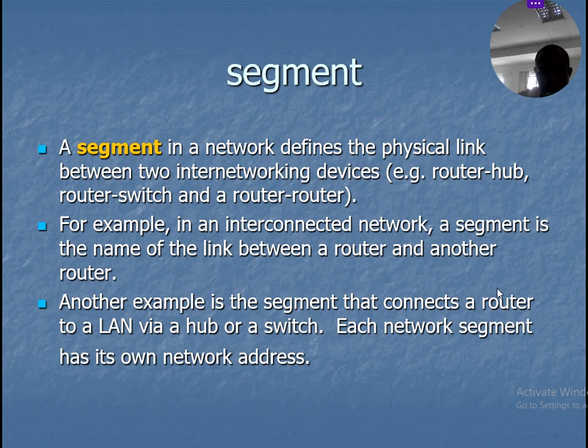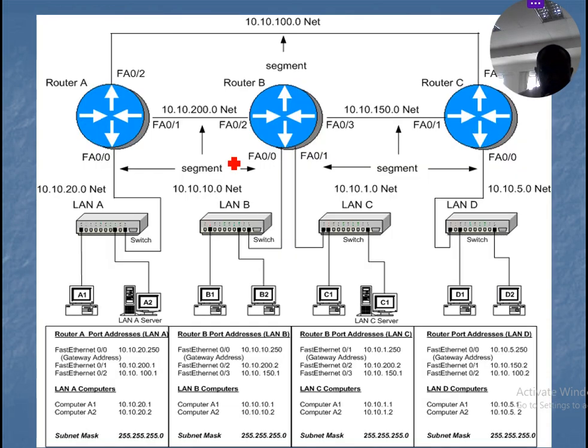Now let's talk about segments on a LAN. A segment in a network defines the physical link between two interconnected devices. It could be a physical link between a router and a router, that's what we call a segment. Or a router and a switch, that could be a segment. Or a router and a hub, that could be a segment. For example, in an interconnected network, a segment is the name of the link between a router and another router.